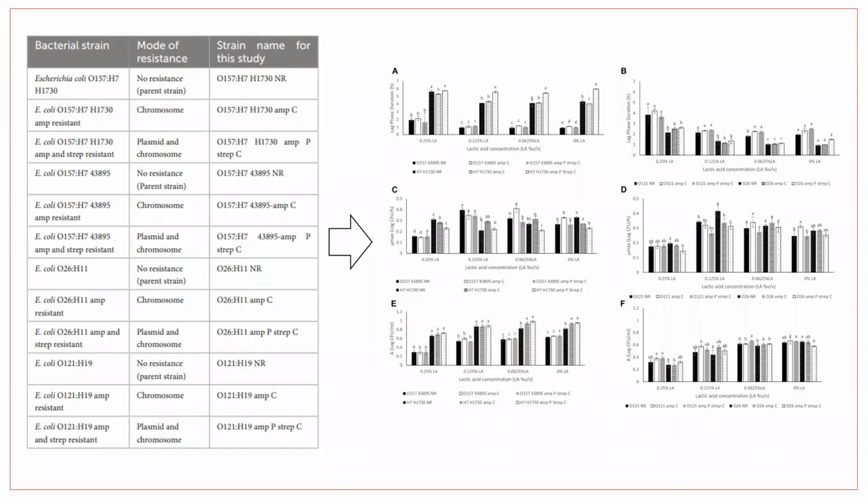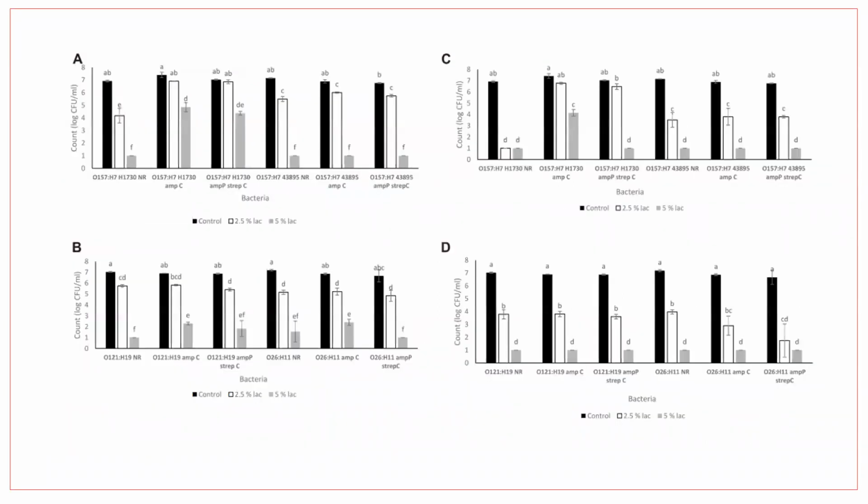So we evaluated their growth rates and compared them. We exposed them to lactic acid at different concentrations sublethally, and we looked for differences between each of the strains. We exposed them to lactic acid, 2.5% and 5%, for 30 seconds and 300 seconds, and we evaluated for differences. And we found that basically our O157 strain with resistance to ampicillin and streptomycin again had better cross-tolerance to lactic acid.